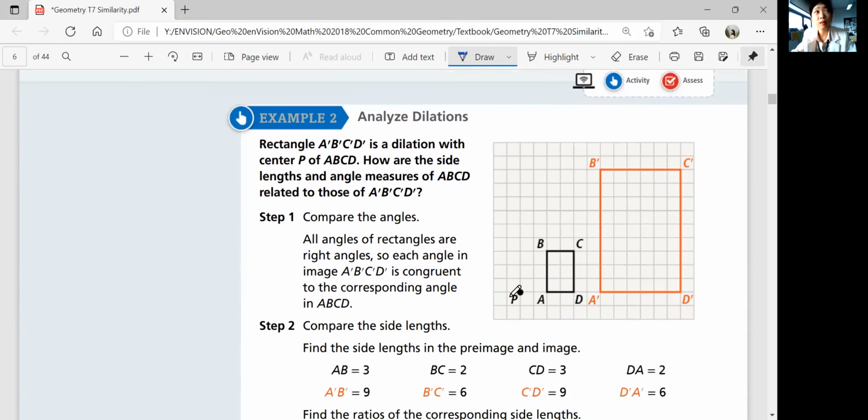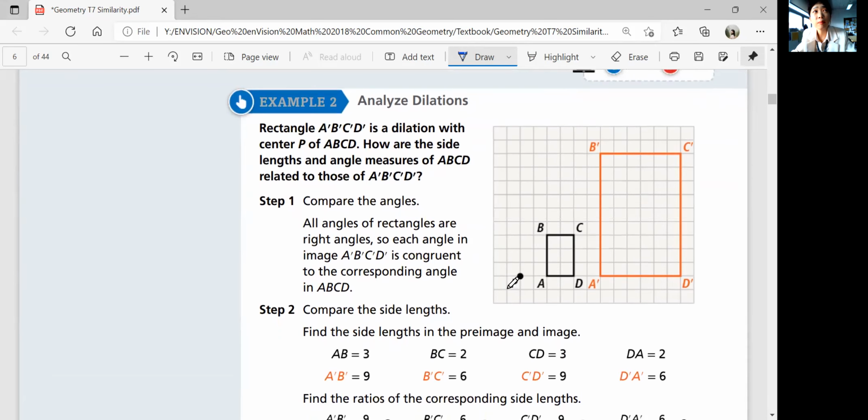All right, let's look at the next example. Example 2, analyze dilations. Rectangle A prime, B prime, C prime, D prime is a dilation with center P of ABCD. How are the side lengths and angle measures of ABCD related to those of A prime, B prime, C prime, D prime? So first you can compare the angles. They all have right angles, so they're both rectangles. You can compare the side lengths. AB is proportional to A prime, B prime, and all the side lengths are proportional.